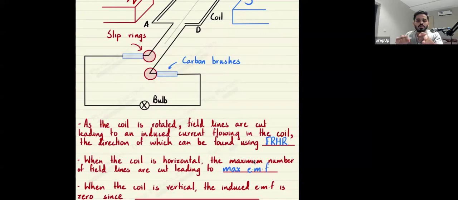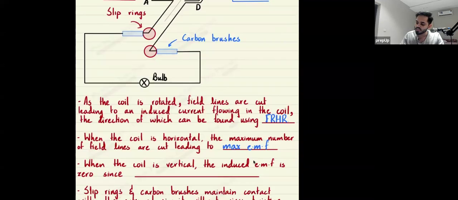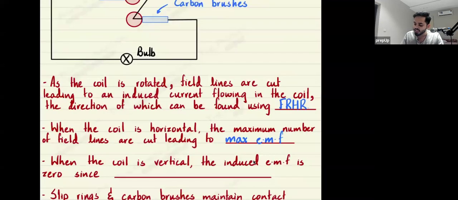And similarly, when the coil becomes vertical, so right at this instant, it's moving parallel to the field lines. It's not cutting through any of those. So in this case, there is no EMF induced since no field lines are cut.